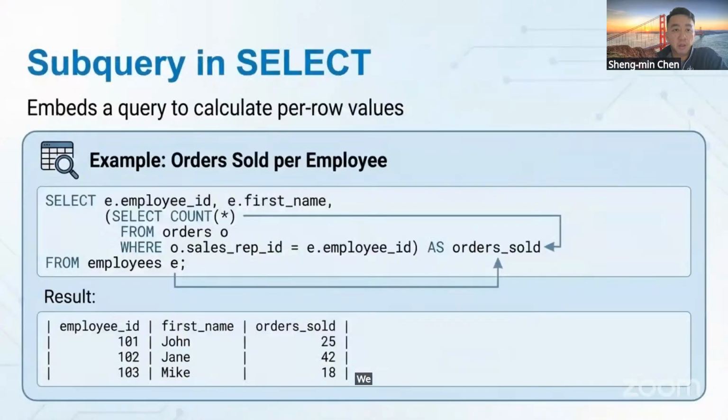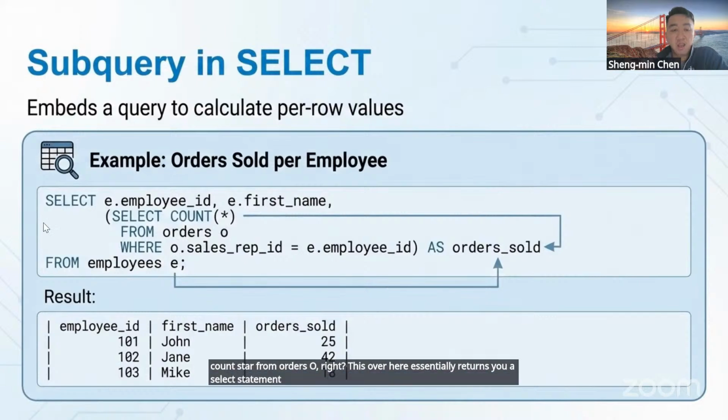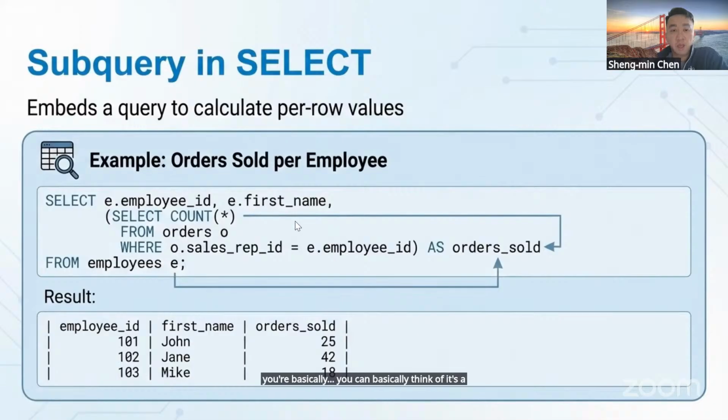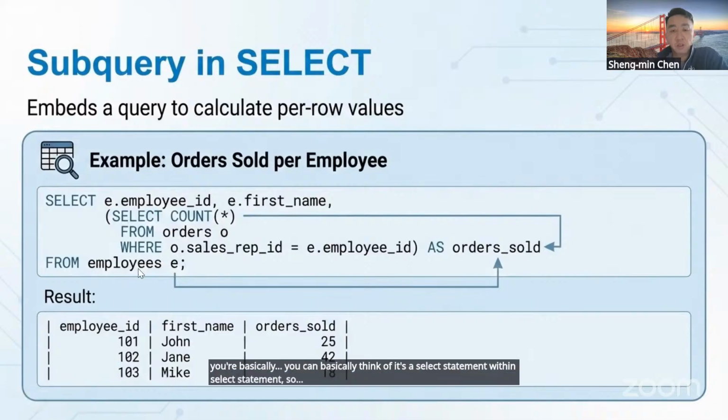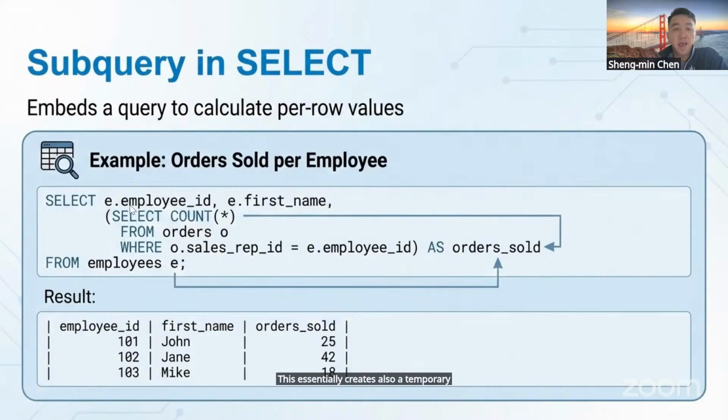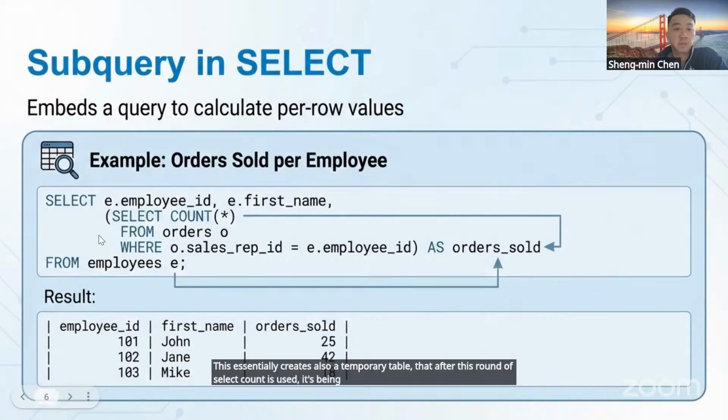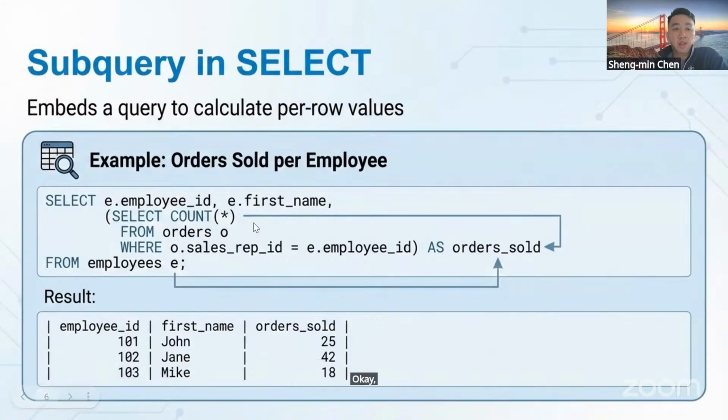Another time is just what we discovered when we mentioned the subquery, right? So this select count star from orders O over here essentially returns a select statement. You can basically think of it as a select statement within a select statement. So this essentially also creates a temporary table that, after this round of select count is used, is disposed. Okay, so this is another less obvious temporary table.